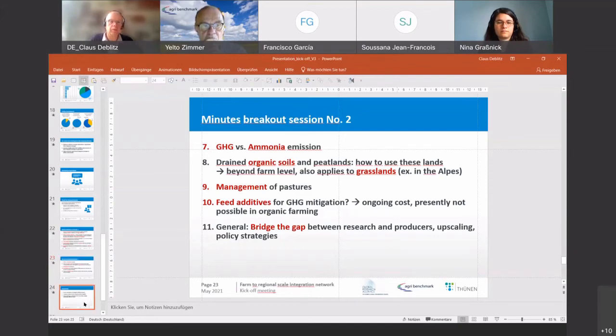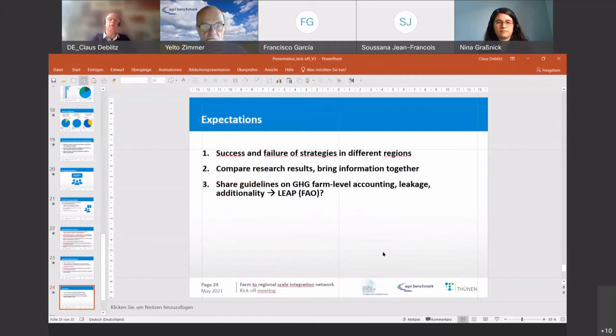So that was basically the topics, and then we also had expectations. One was to look at the success, but also at the failure of certain strategies in different regions. And then bringing together research results and comparing them to learn from parallel work from others. And there was also, similar to what you mentioned, to share guidelines or to develop guidelines on GHG farm level accounting, and other issues like leakage and additionality. And I said maybe the LEAP initiative from FAO has already done quite some work on this, and even some of you might be involved in this. We have not talked about funding, so I'm glad that you did that already. And that was what we found out here. Thank you.